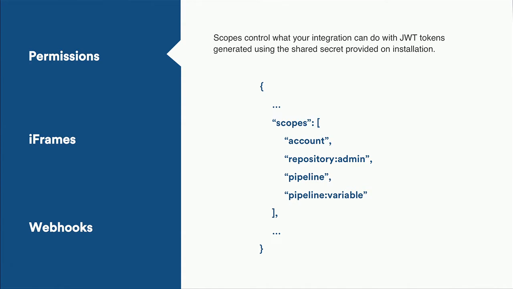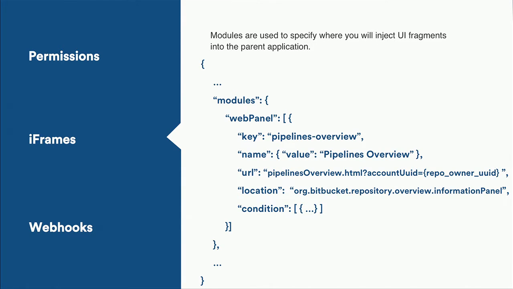Here, there are 3 levels of these scopes. So for pipelines, we need account read, repository admin, and we have read access to pipelines and their associated variables, so our UI can actually render these. So after you set from the scopes, you then probably want to start injecting UI into the Atlassian product. Here we have how to configure iframes using the modules web panel section.